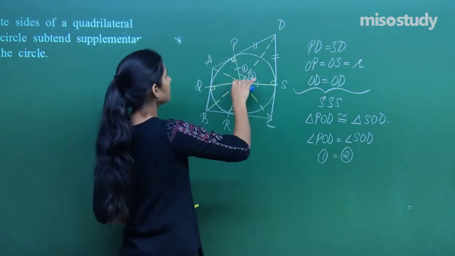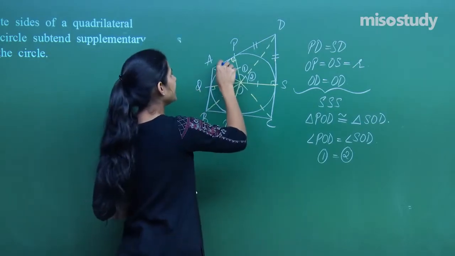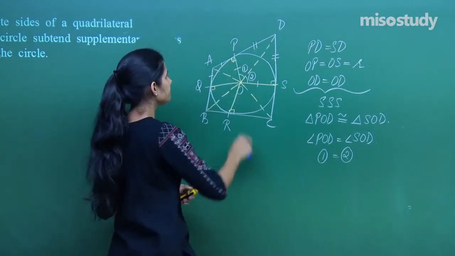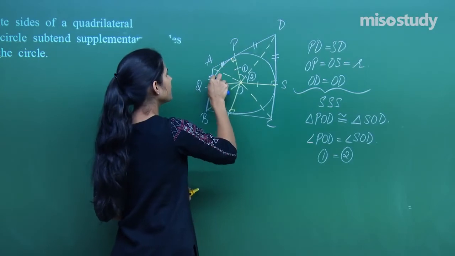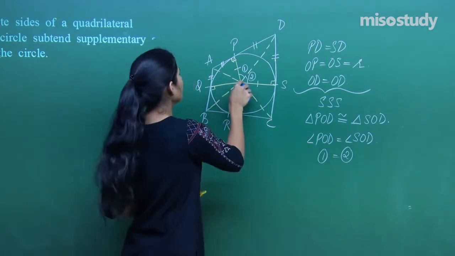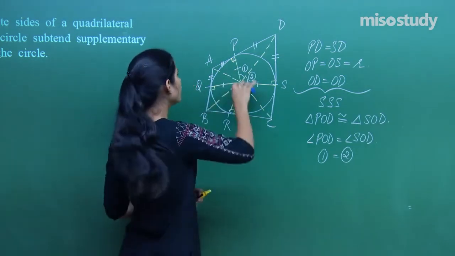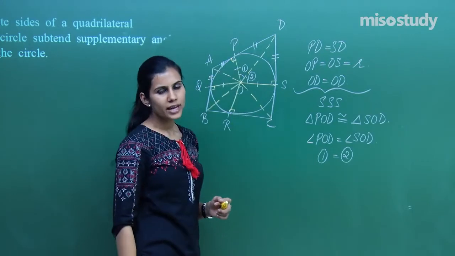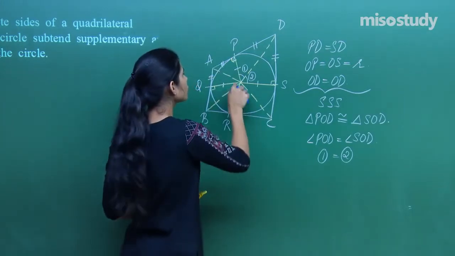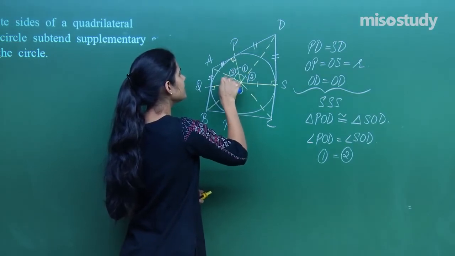Similarly, if you talk about POA triangle and QOA triangle, again AP will be equal to AQ. Why AP will be equal to AQ? Because tangents drawn from an external point to a circle are equal in length. Moreover, OQ will be same as OP, again radius, and OA is the common side. So these two triangles by SSS congruence rule will be congruent, and so this will be equal to this. So you will have angle 3 is equal to angle 4.